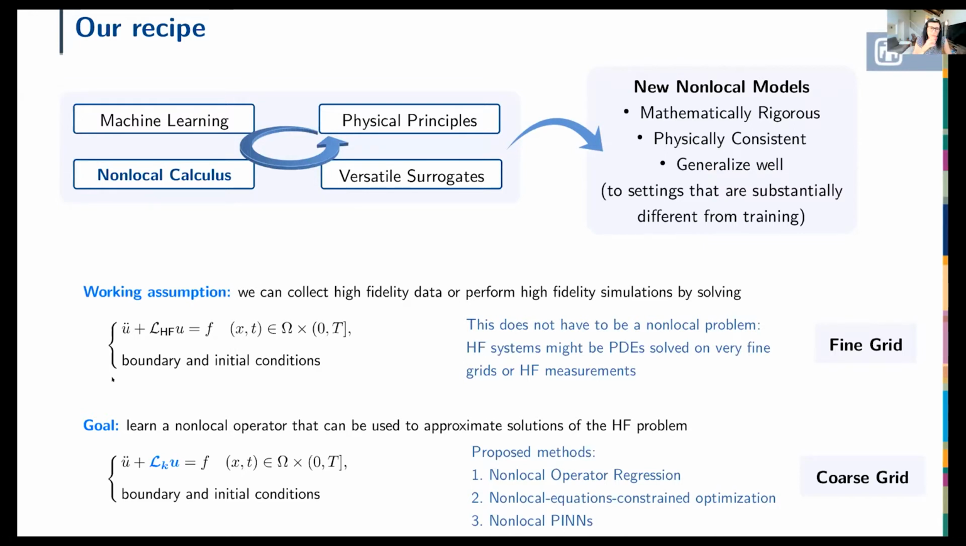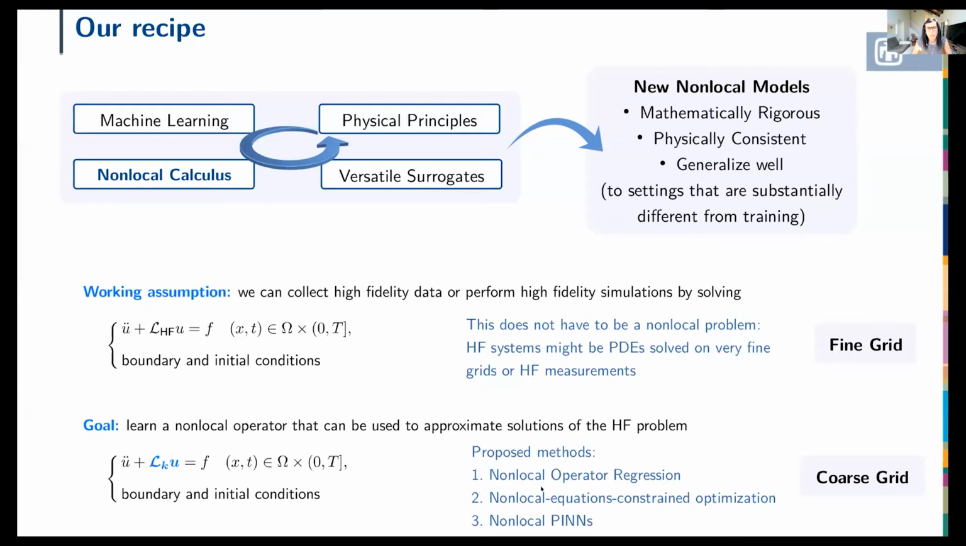And so our goal is going to be to find an optimal non-local model in substitution of this. And we're going to find the optimal kernel that well represents the high fidelity model. So we've been working on this for quite some time, and we worked on several methods. And today, I'm mostly going to talk about the first two.